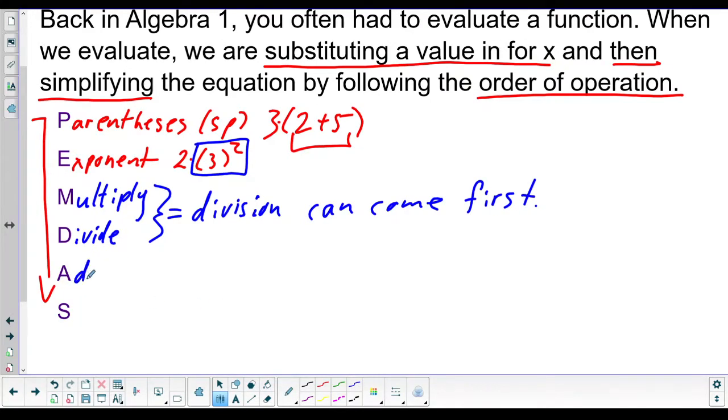A is for adding, and then you can probably guess S. It's for square. Just kidding. It's for subtracting.